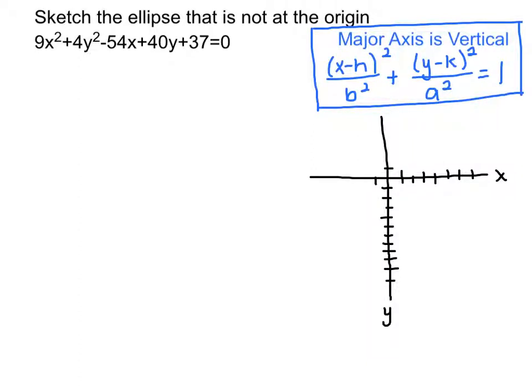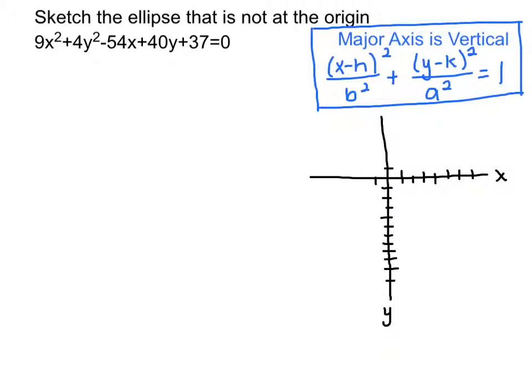We're going to sketch the ellipse that's not at the origin. And the first thing I'm going to have to do with this equation that's given is put it into what's called a standard form. A standard form looks like what's in blue, where it's labeled major axis as vertical. So let me show you how to do that.